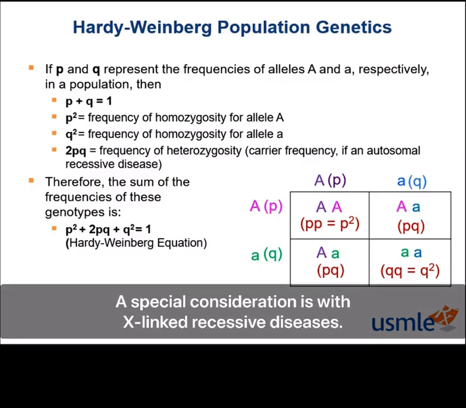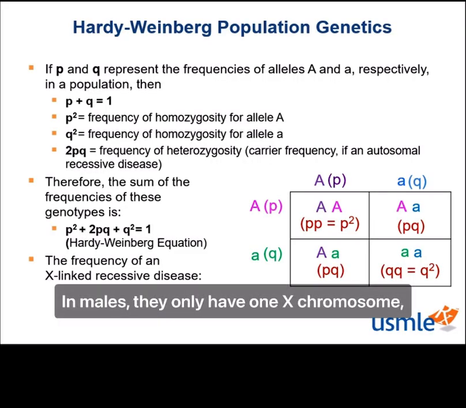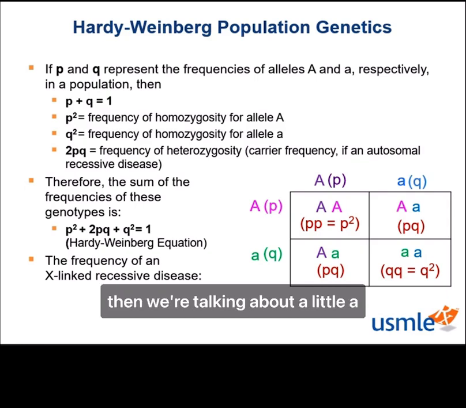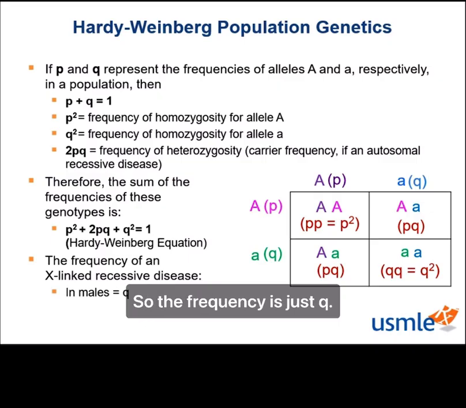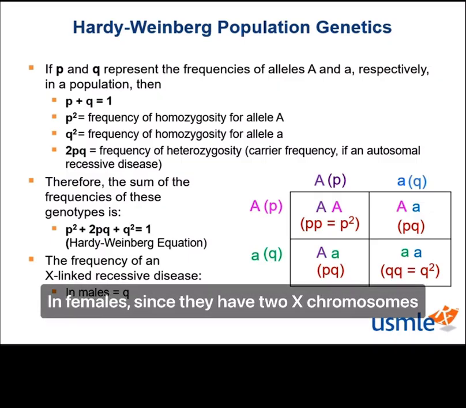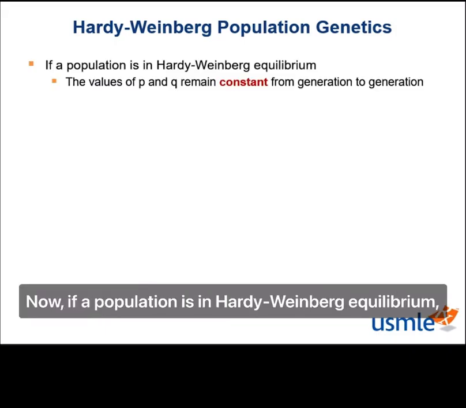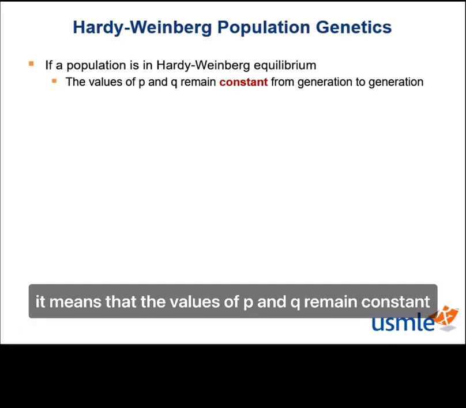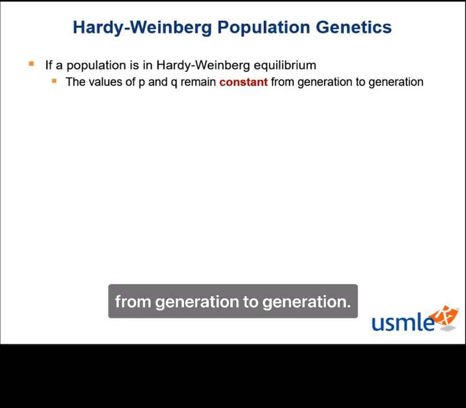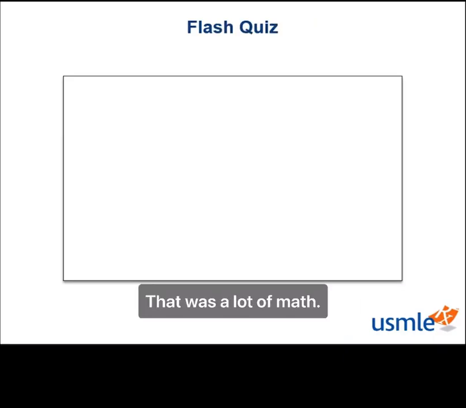A special consideration is with X-linked recessive diseases. In males, they only have one X chromosome, and if it's recessive, then we're talking about a little a with the frequency Q. So the frequency is just Q. In females, since they have 2 X chromosomes, that would be 2 little a's, or 2 Q's, so Q squared. Now, if a population is in Hardy-Weinberg equilibrium, it means that the values of P and Q remain constant from generation to generation. That was a lot of math.